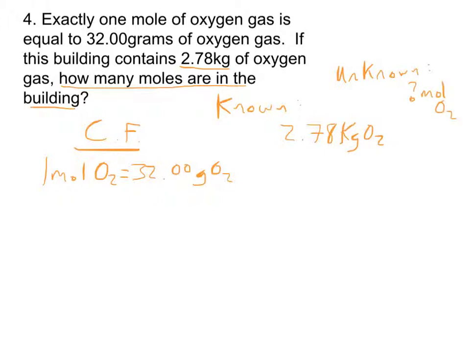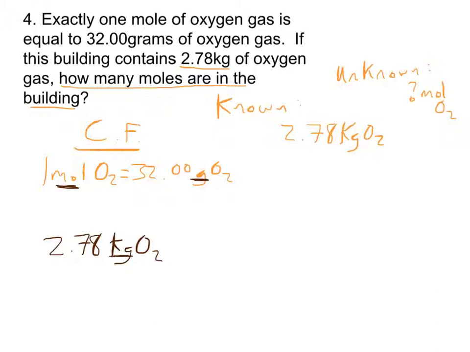In any dimensional analysis problem, the known always comes first. So we're going to write the known first: 2.78 kilograms of oxygen gas. It's followed by any conversion factors that might be useful. Well, right now we have kilograms of oxygen gas, and the only conversion factor that we have has the units moles and grams in it.